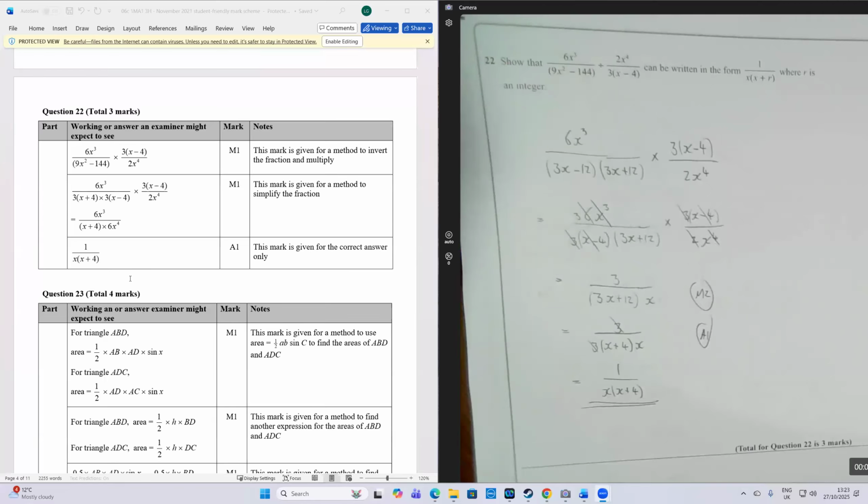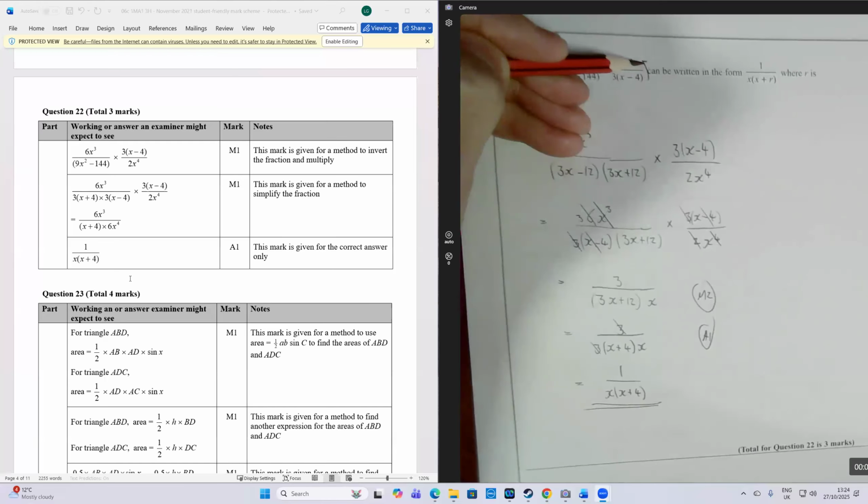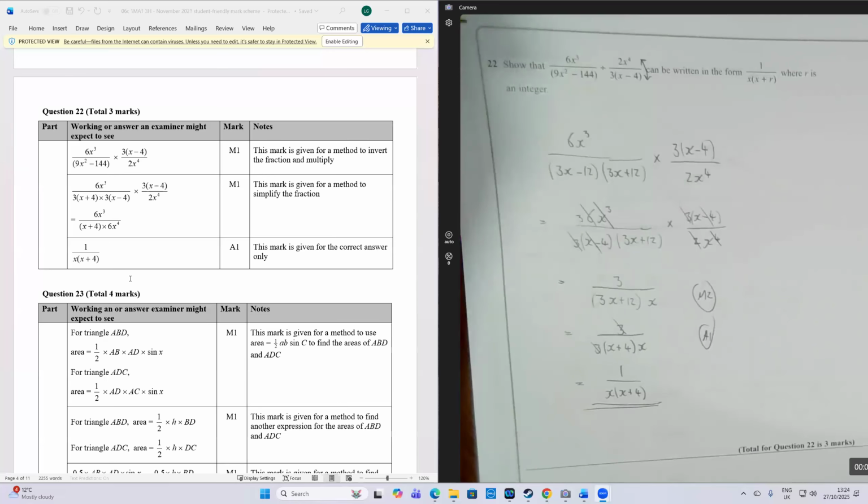So step 1, let's see what we can spot. Well, it's the old KFC: keep, switch, flip. We're going to change the divide into a times, keep this one, switch that sign, and flip this fraction, so we're taking the reciprocal of this fraction. So the divide has become a times, and we've taken the reciprocal of that fraction. That's the first thing to recognize.